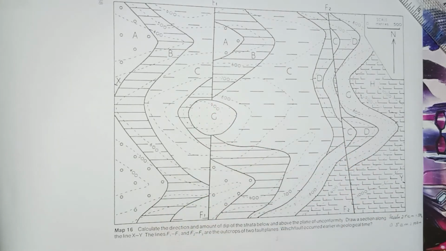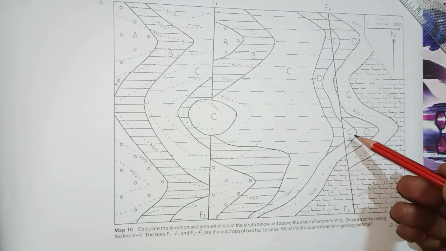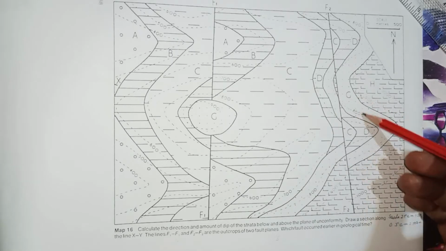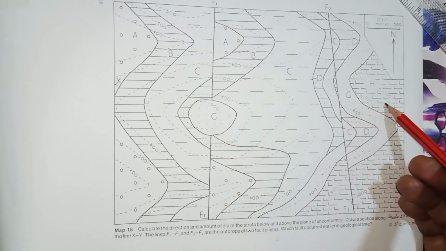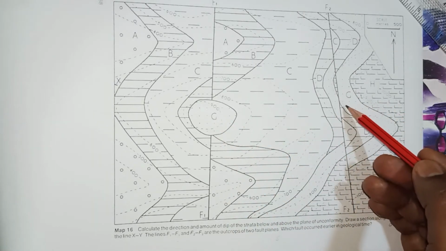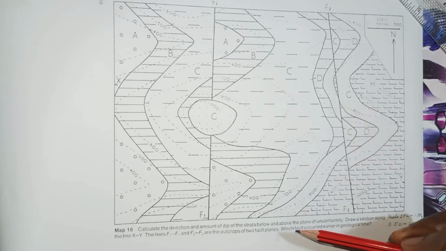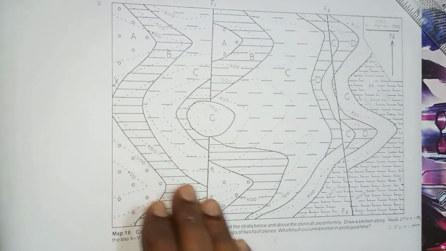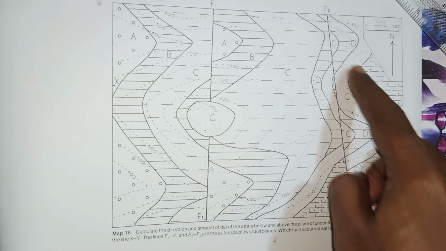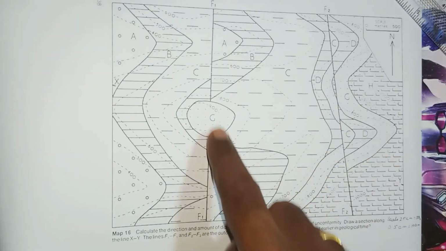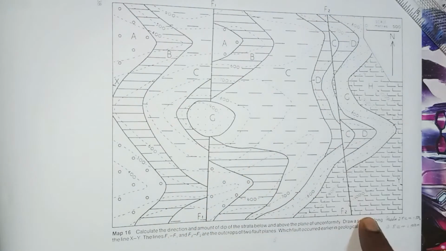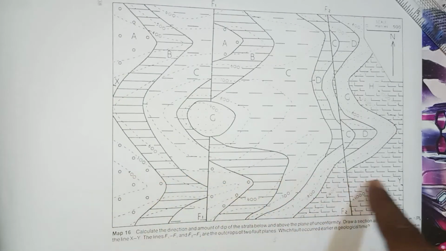This is an unconformity. So here also we have the unconformity. The layer G is here. So G, this one. So the fault occurs after the unconformity. So first you will do the unconformity. Then we will draw the fault and then the different layers.